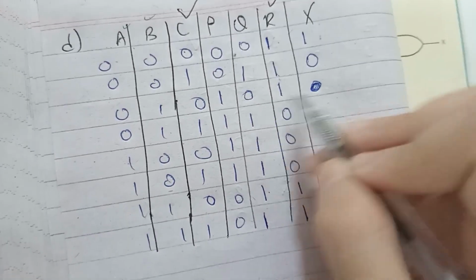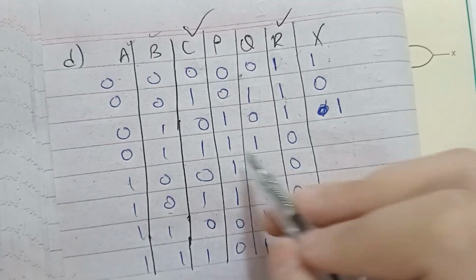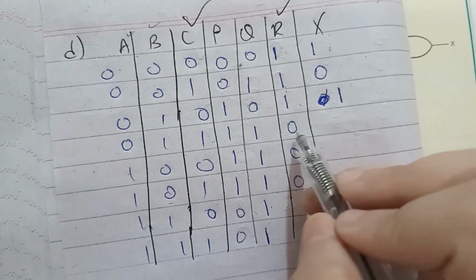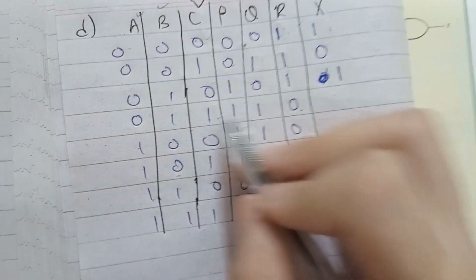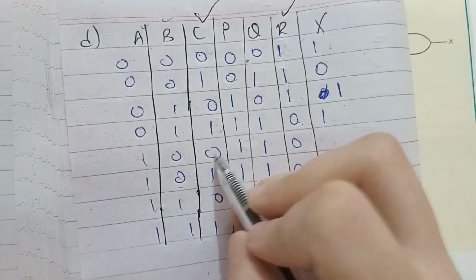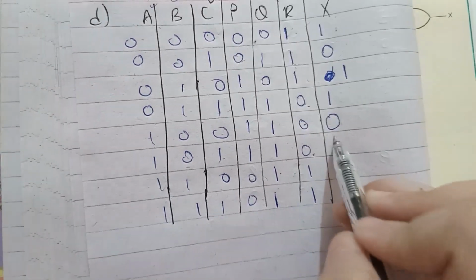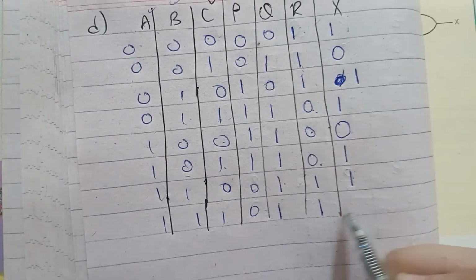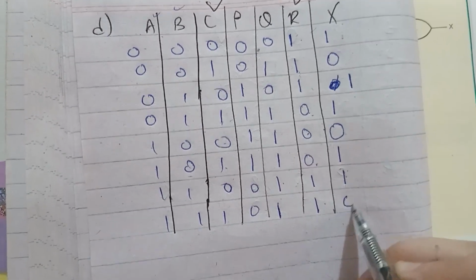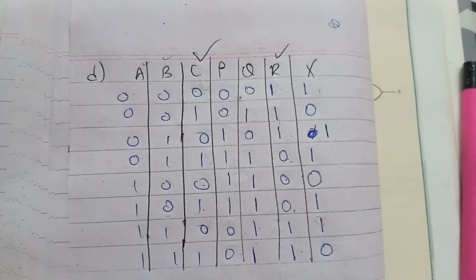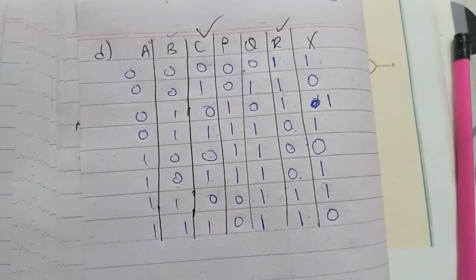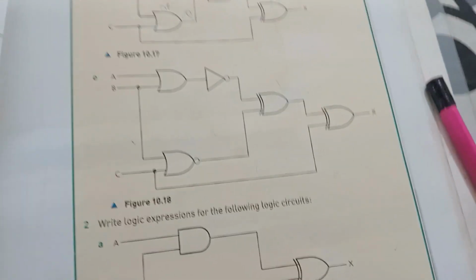And then we have the 1. Then C and R, C or R. Both of them are different, so it's 1. Both of them are same, the output is 0. Both of them are different, the output is 1. The output is 1. Both of them are same, the output is 0. So here you go with part D. That's the answer. Now let's have a look at part E.